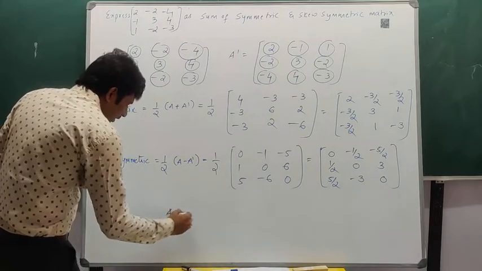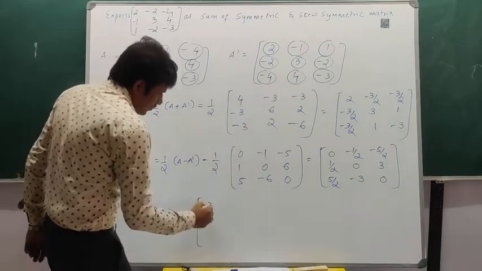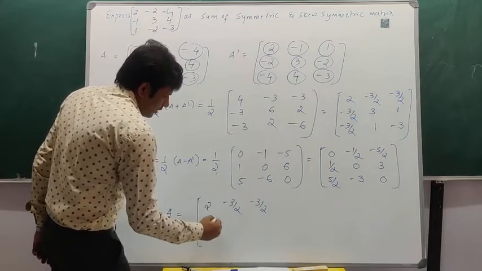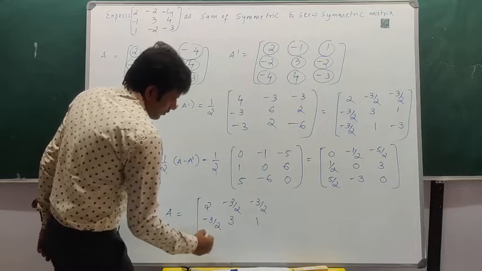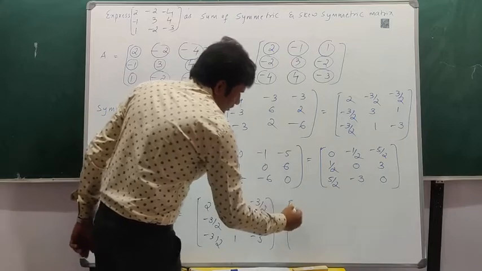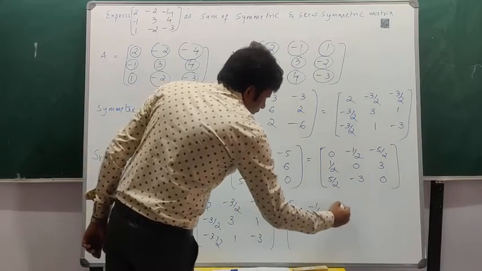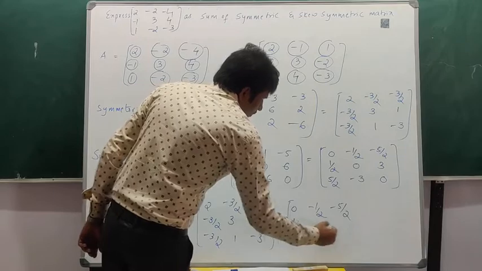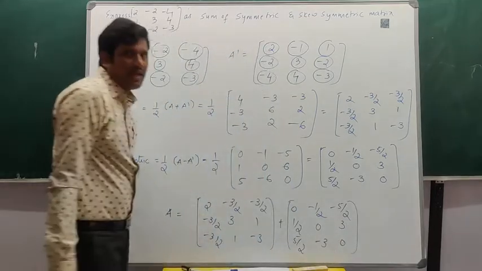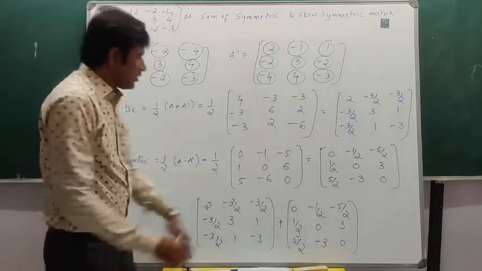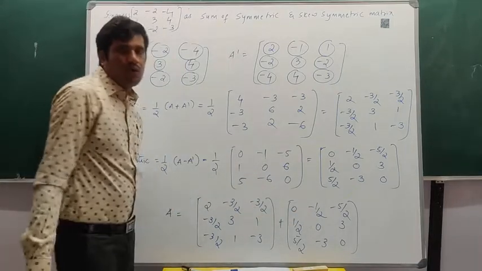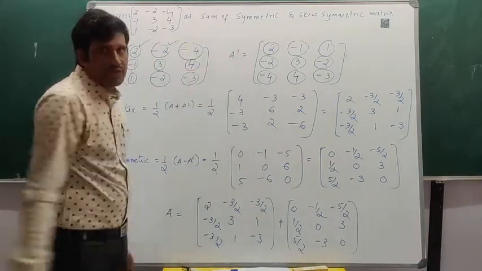Finally, write matrix A. First write symmetric part, so that is 2, minus 3 by 2, minus 3 by 2. So that is minus 3 by 2, 3, 1. Minus 3 by 2, 1, minus 3. Plus skew symmetric part. So that is 0, minus 1 by 2, minus 5 by 2. 1 by 2, 0, 3, 5 by 2, minus 3, 0. Now we can verify the answer by adding these two. So 2 plus 0, so that is 2. Right. So minus 3 by 2, minus 1 by 2, minus 4 by 2 is minus 2. Right.